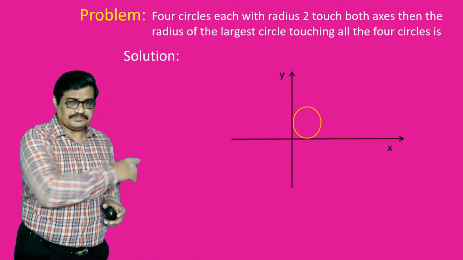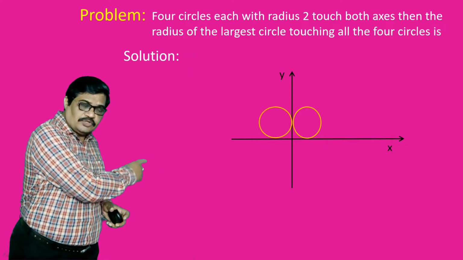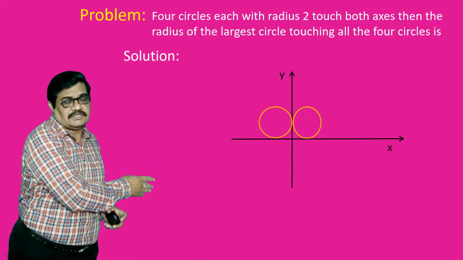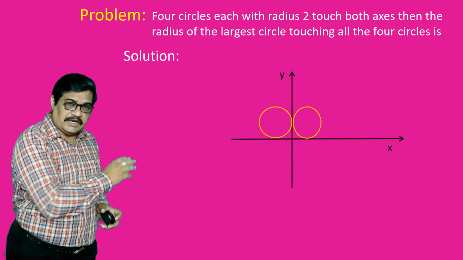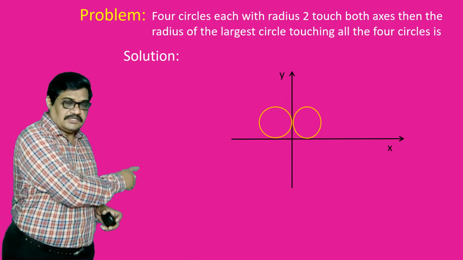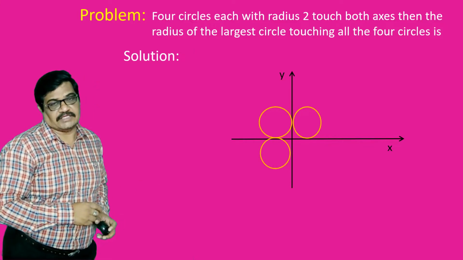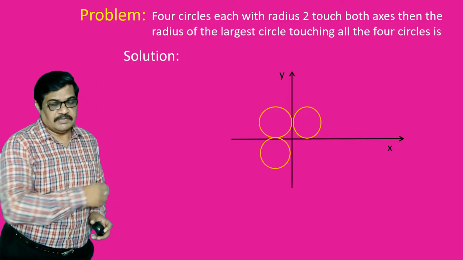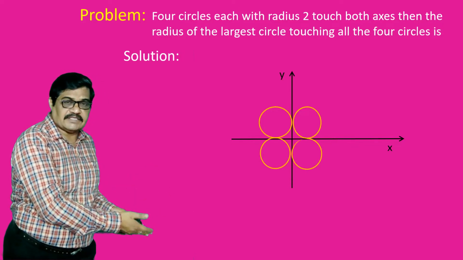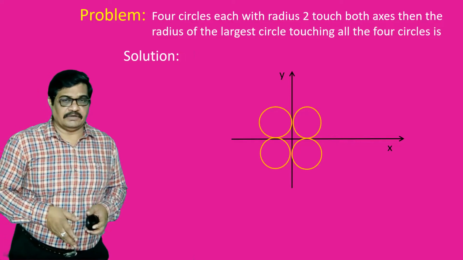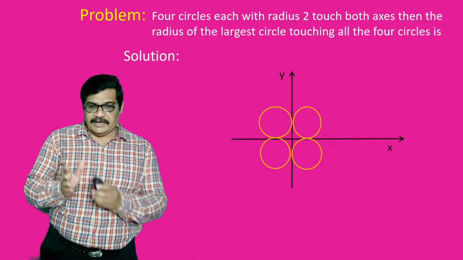Next, see the second circle. It also touches both the x-axis and y-axis. That is in the second quadrant. The center is (-2, 2) and the radius is 2. Next, this is the third circle, which also touches both the x-axis and y-axis. That is in the third quadrant. Similarly, the fourth circle also touches both axes, in the fourth quadrant. These four circles touch both the coordinate axes.